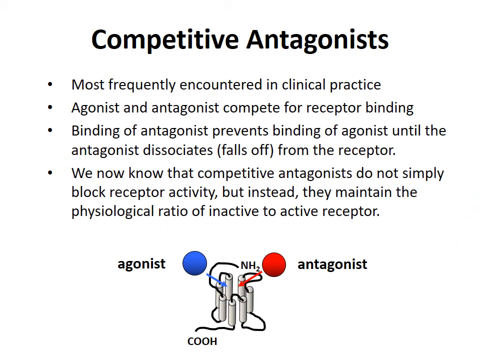Now, remember, I said antagonist, and it's still out there in practice. A lot of healthcare professionals might just call any inhibitor an antagonist. But the pharmacological definition now is that an antagonist really tends to prevent the normal equilibrium of the receptor between inactive and active. It tries to prevent that from changing. It tries to prevent shifting of that equilibrium.